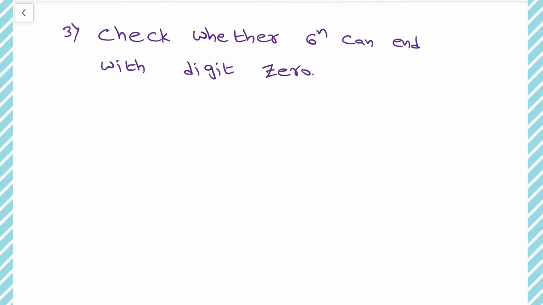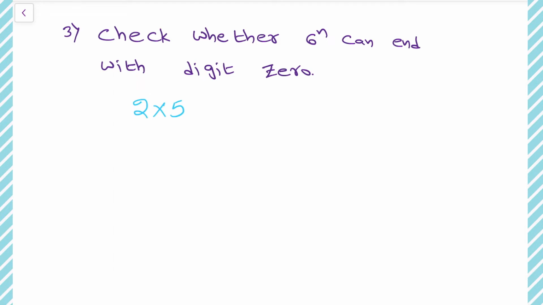Check whether 6 power n can end with the digit 0 or not. Here the basic logic is, to end with the digit 0, the given number should have 2 and 5 as prime factors. If the given number has 2 and 5 as prime factors, then only it will end with the digit 0, otherwise it won't end with the digit 0.